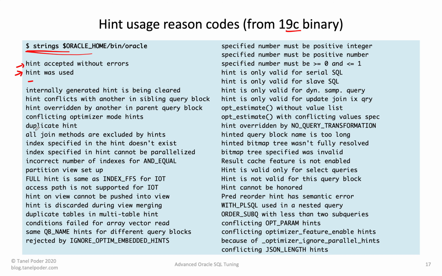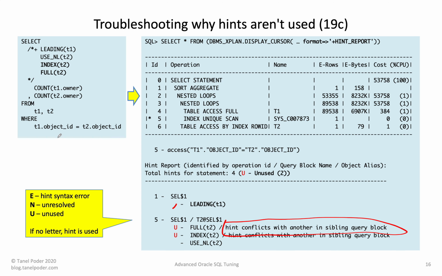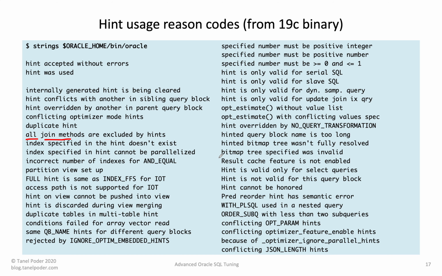But there are others, like duplicate hints, conflicting optimizer mode. If you use optimizer mode first rows and optimizer mode all rows or choose at the same time, then there is a conflict. If you say no use hash, no use merge, no use NL, you exclude all join methods, but we've got to join the table somehow, so I'm trying to do something invalid. This is a good way to learn about Oracle as well: that hint cannot be honored because some sanity check failed.